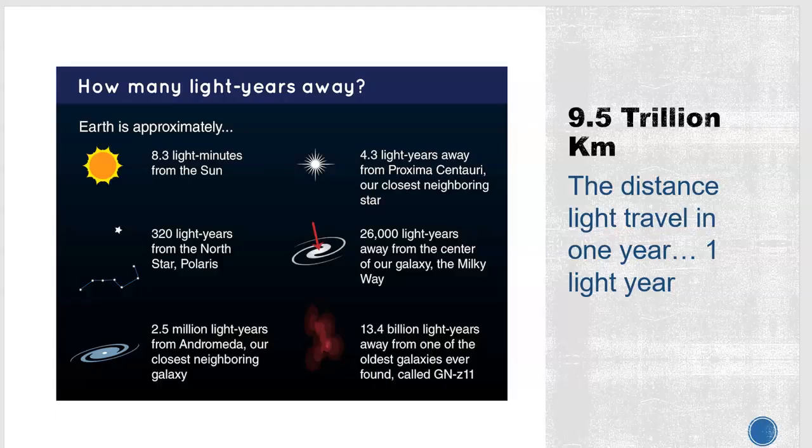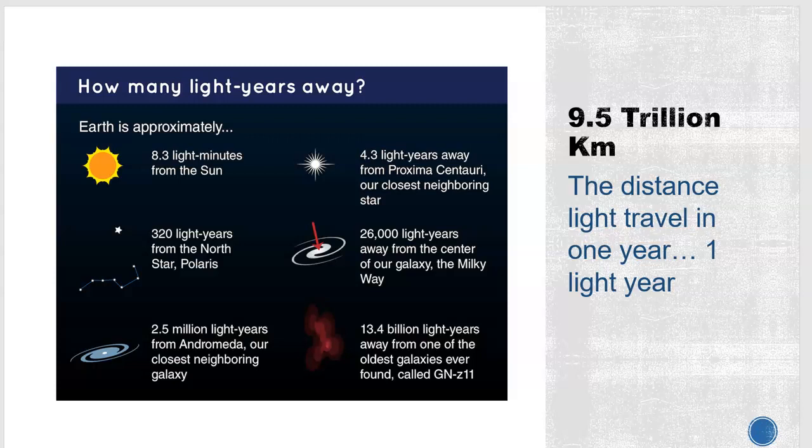Well, as we got a little savvier and our technology improved, we started to be able to see things and understand things that were even further away. And scientists then came up with the measurement unit of a light year. A light year is about 9.5 trillion kilometers. It's the distance light travels in 1 year. So light travels about 9.5 trillion kilometers a year.